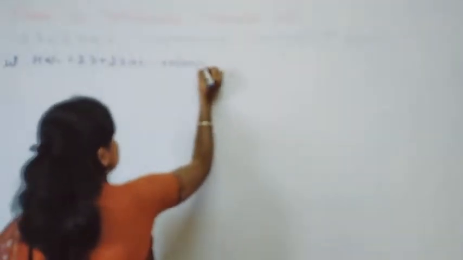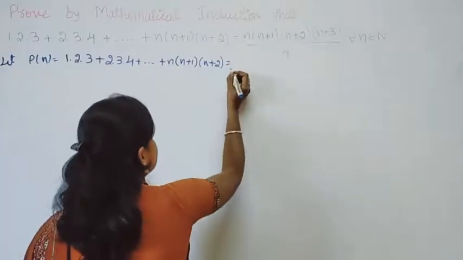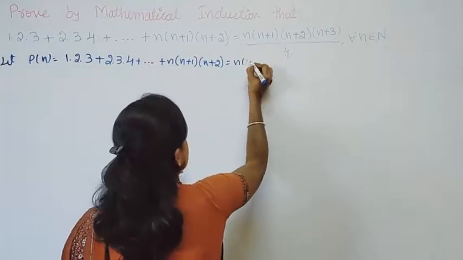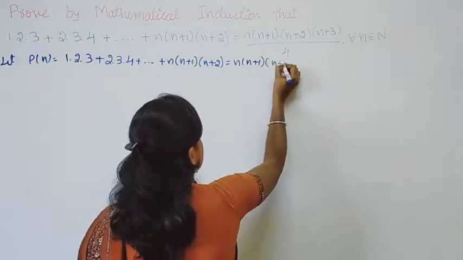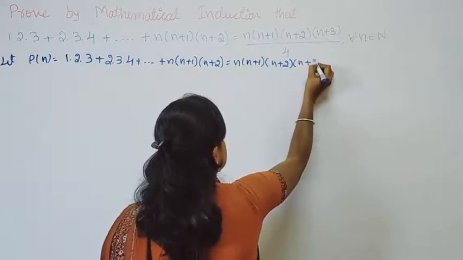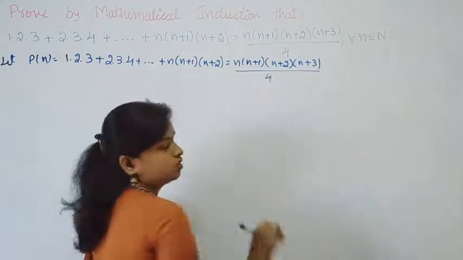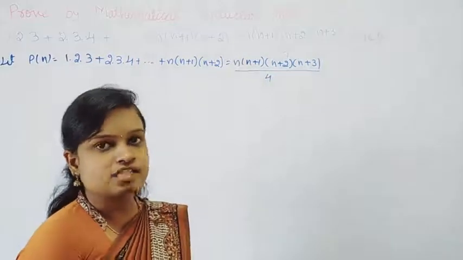So first we call the given statement as P of n. So let P of n be equal to what? 1 into 2 into 3 plus 2 into 3 into 4 plus etc. plus n into n plus 1 into n plus 2, which is equal to n into n plus 1 into n plus 2 into n plus 3 whole divided by 4. So first call the given result as P of n.